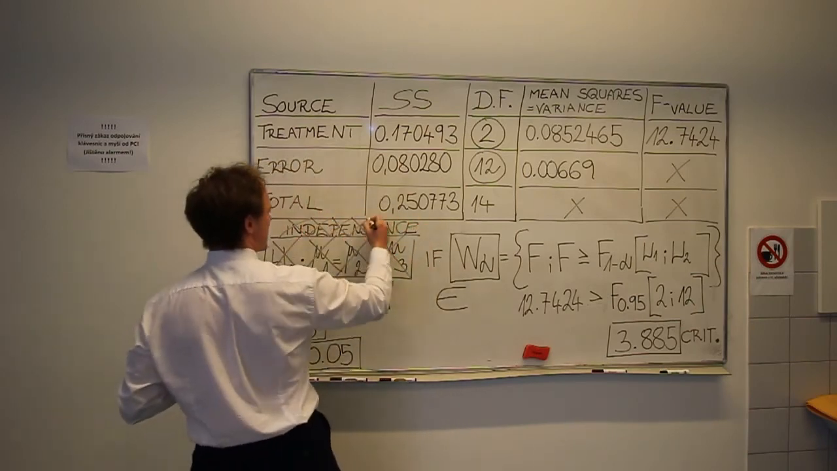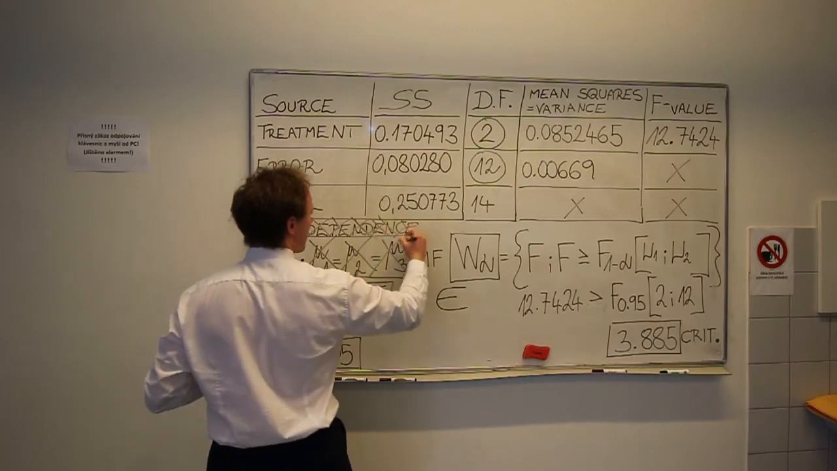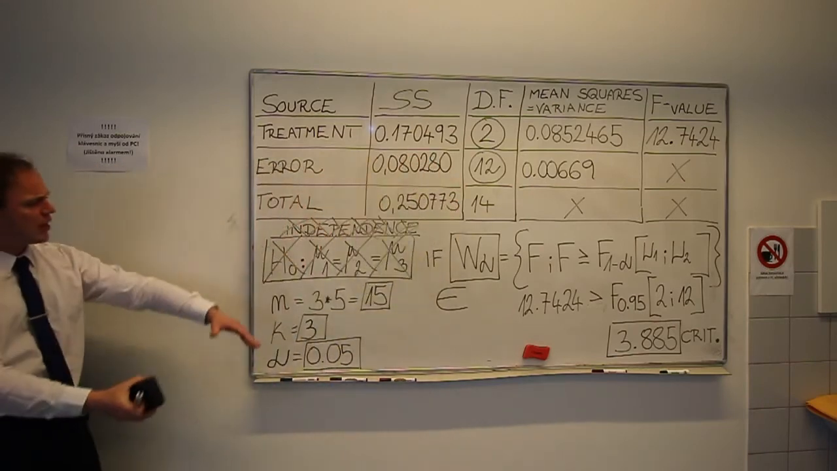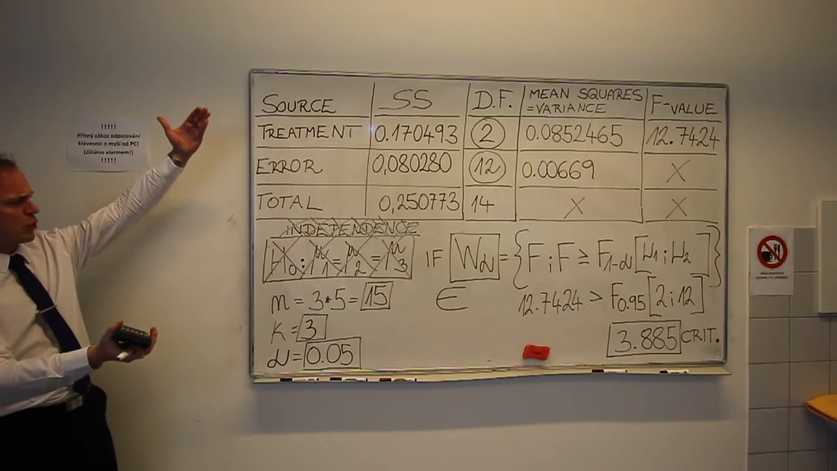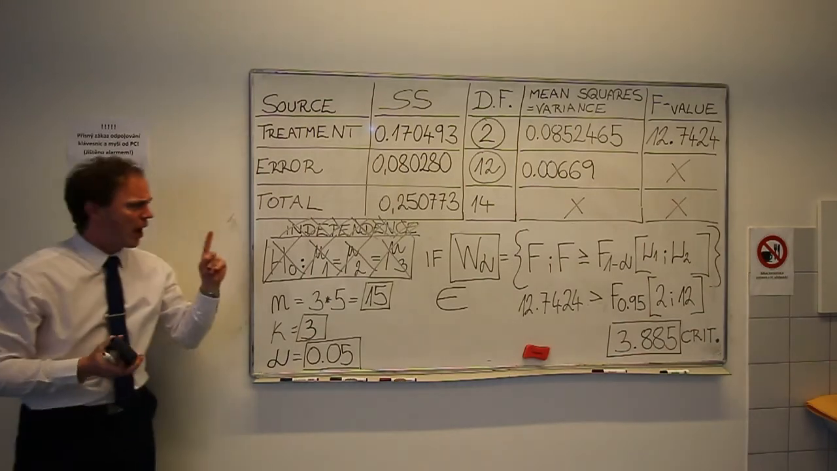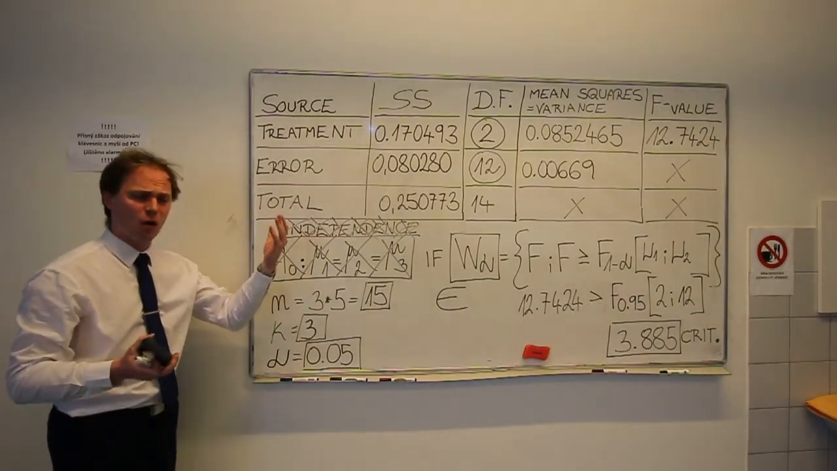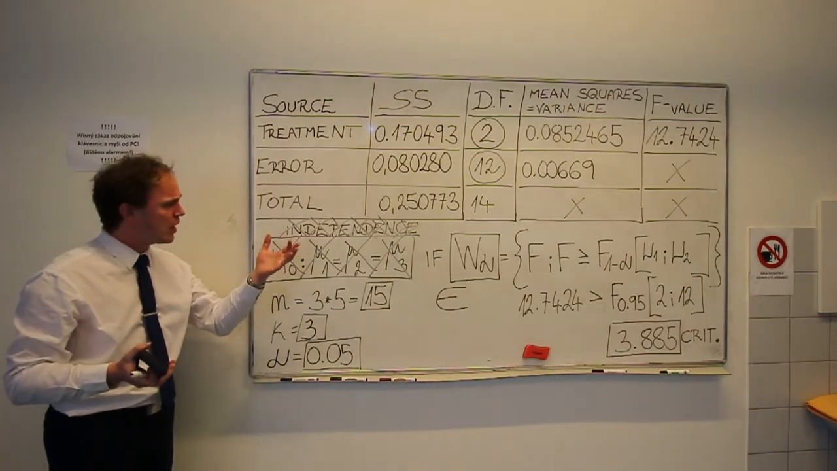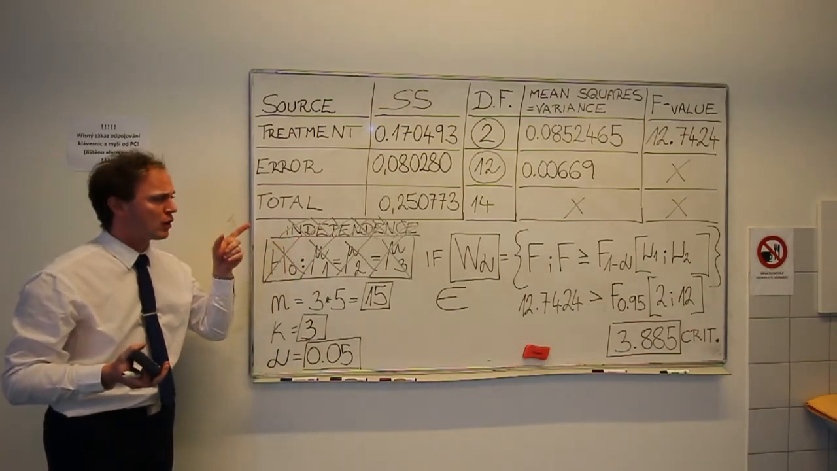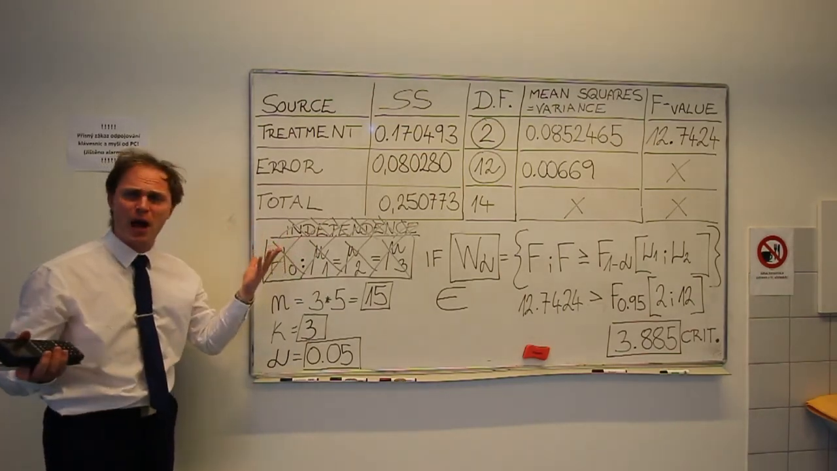Independence is rejected at the 5% significance level. It depends. The consumption depends on the type of petrol. We calculated effect size, so we know the strength of this dependence.